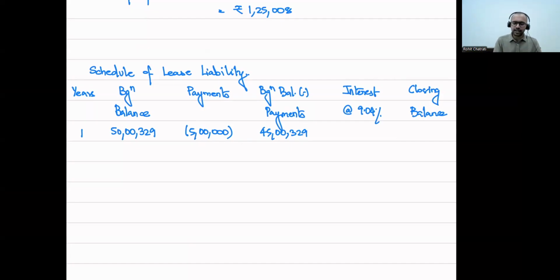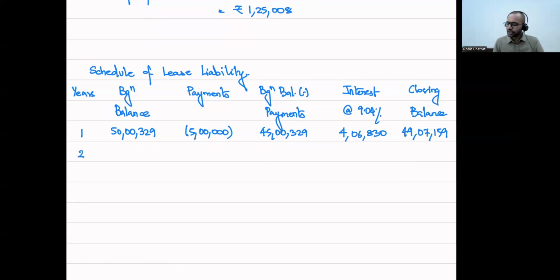On that, I calculate 9.04 percentage of interest, which amounts to 4 lakh 6,830, and my closing balance will then become 45 lakh 329 plus 4 lakh 6,830, which is equal to 49 lakh 7,159. So 49 lakh 7,159 is the amount of lease liability that I will be showing on the balance sheet at the end of year one. Now let's come to year two.